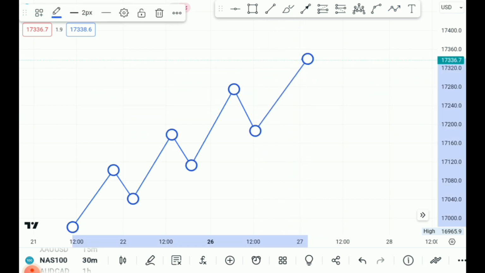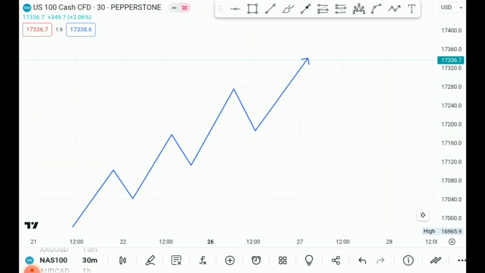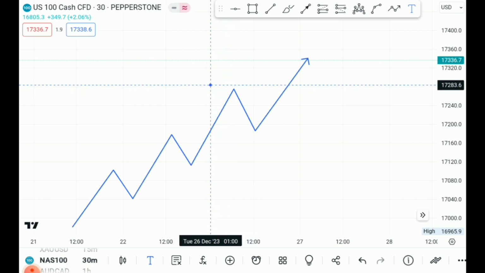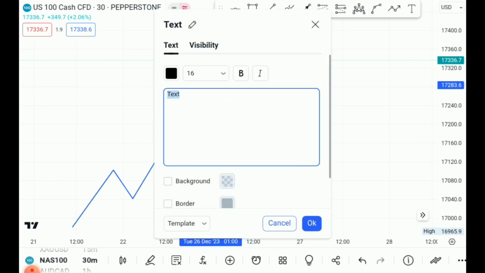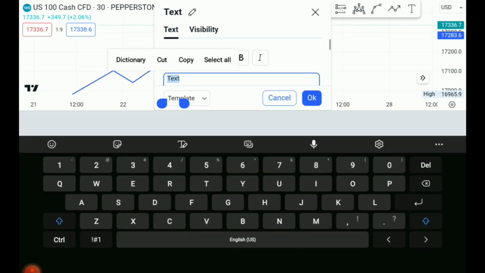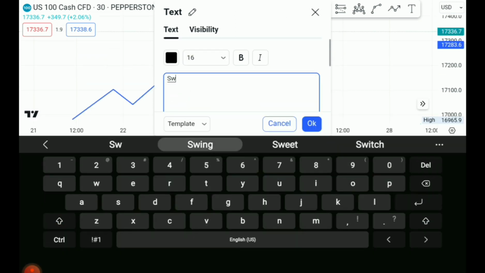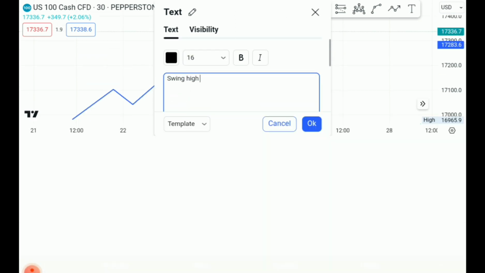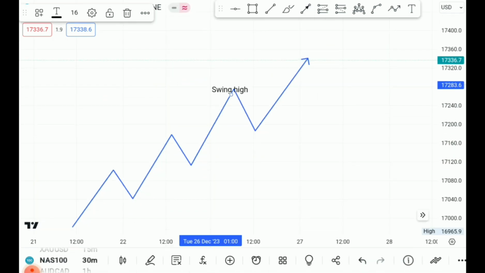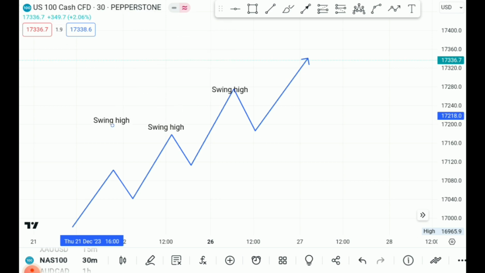So at the top of each run before the pullback begins, this is what we call a swing high. Let me put it down. Swing high. Swing high. Swing high. Swing high.